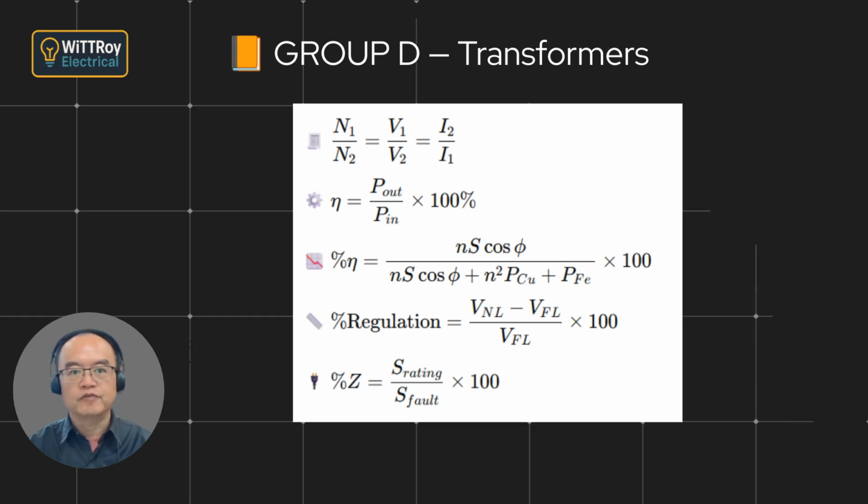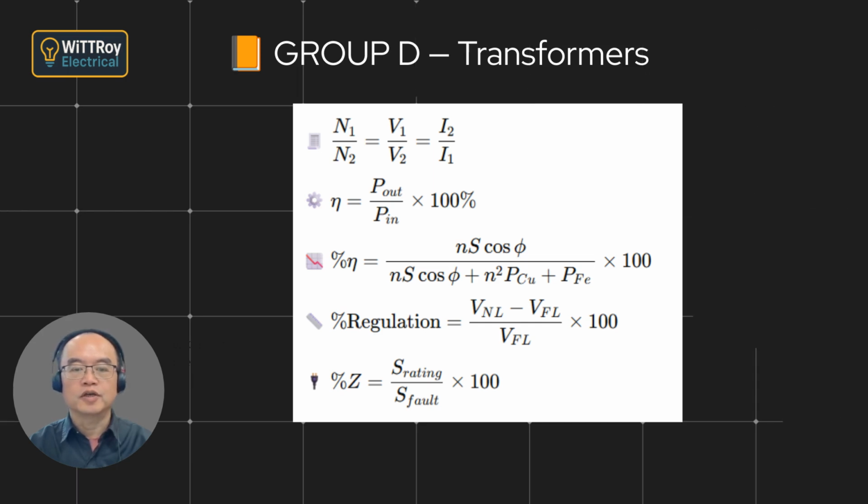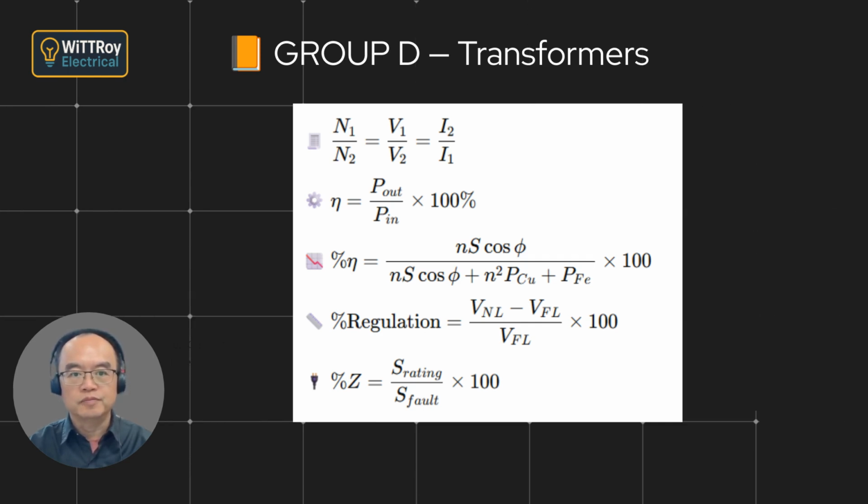The formula is efficiency equals power out divided by power in times 100%. This formula tells us how well the transformer transfers power from primary to secondary. P out means output power in watts. P in means input power in watts. Repeat, efficiency equals P out over P in times 100%.